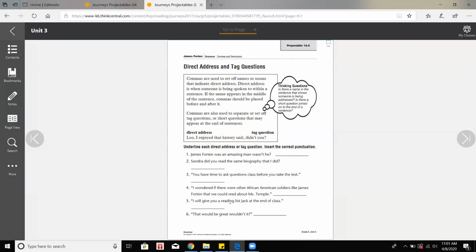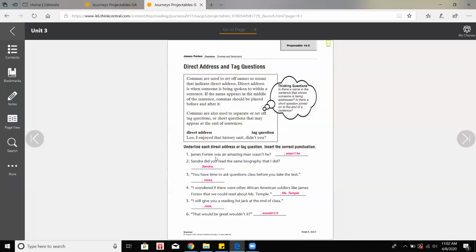Number 4, I wondered if there were other African American soldiers like James Forten that we could read about, Miss Temple. So you're directly addressing Miss Temple. Where should you put the comma in there? Number 5, I will give you a reading list, Jack, at the end of class. So where do you put the comma if your direct addressee is Jack? Number 6, that would be great, wouldn't it? So where to put the comma if you have a tag question at the end of your sentence. You can pause the video anytime if you need more time to figure out where to put your commas. If your answers are like this, then you are correct.